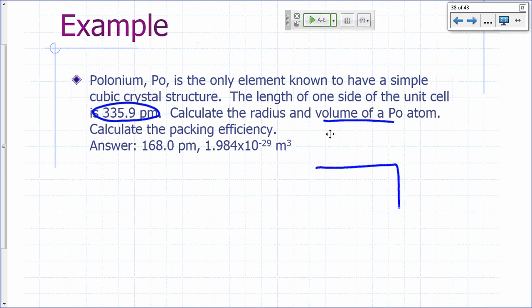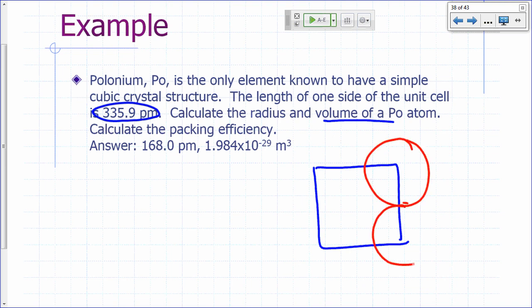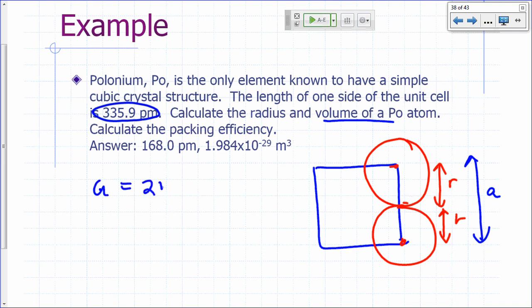Based on this information, if it's a cubic cell, okay, here's one polonium atom, here's the other polonium atom, simple cubic, and this is the radius, right? And that's the radius. This is center to center, right? So A, the side of the cube, we say is equal to 2r. So what's the radius of a polonium atom then?